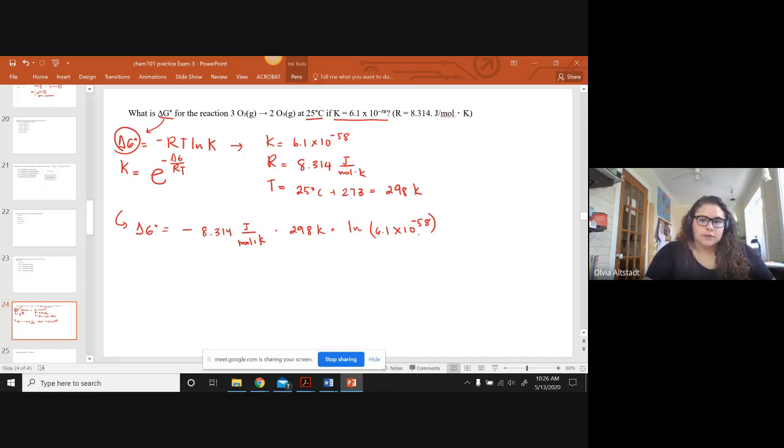So then this delta G gives me 3.26 times 10 to the 5, and this is going to be in joules per mole. I'm not sure. I didn't notice if Chem 101 wanted you in joules or kilojoules. If it wants it in kilojoules, you just need to convert joules to kilojoules. But I don't remember.